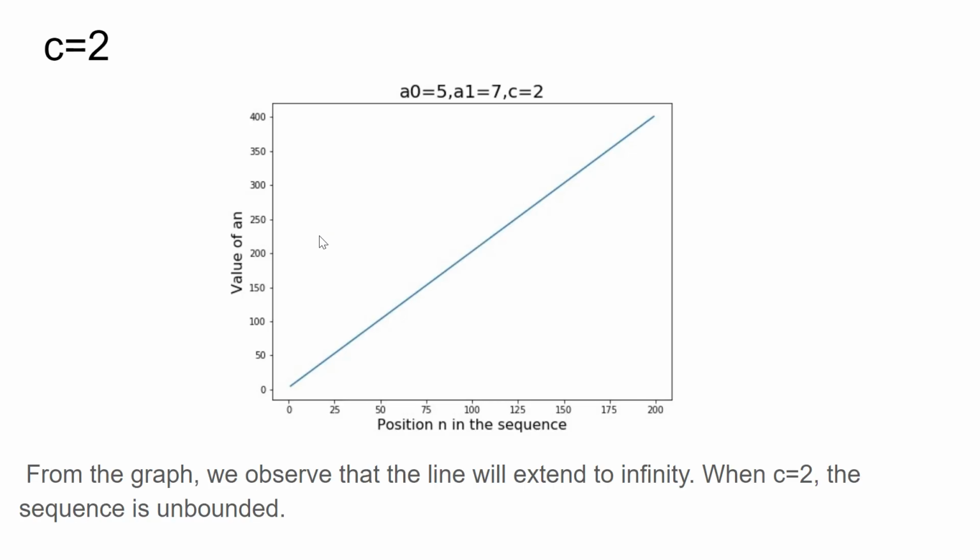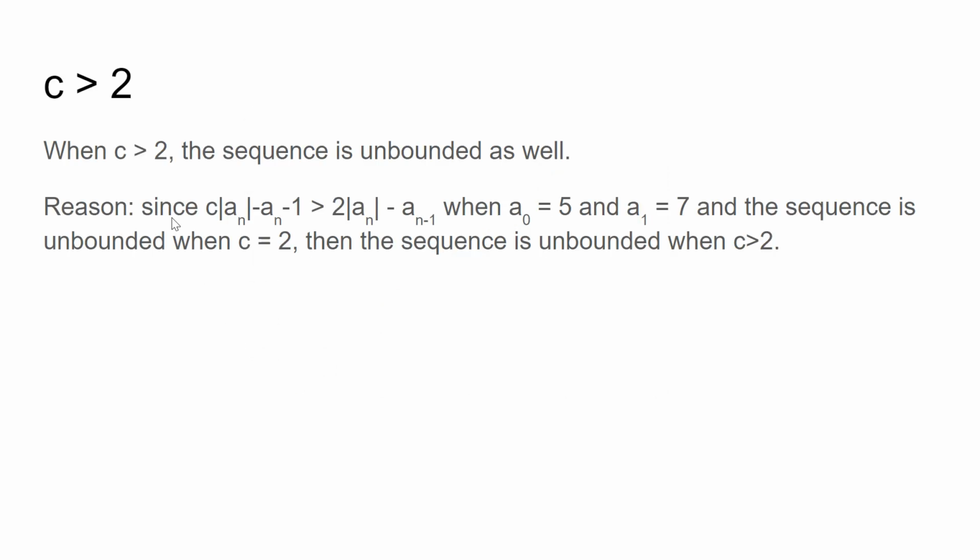When c equals 2, we observe that the straight line will extend to infinity when n goes to infinity. So we can say that the sequence is unbounded. When c is larger than 2, the sequence is unbounded as well. The reason is as follows. Since this inequality holds, and this sequence is unbounded when c equals 2, then the sequence is unbounded when c is larger than 2.